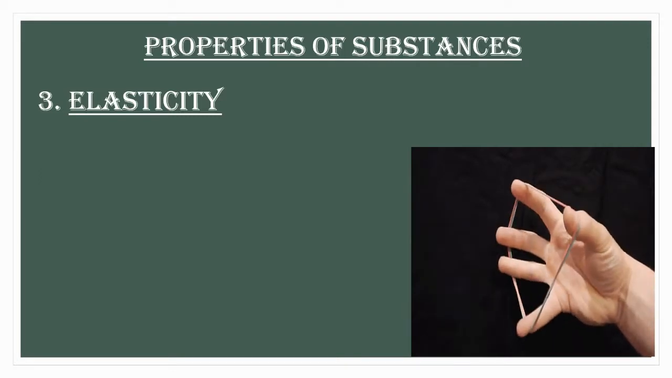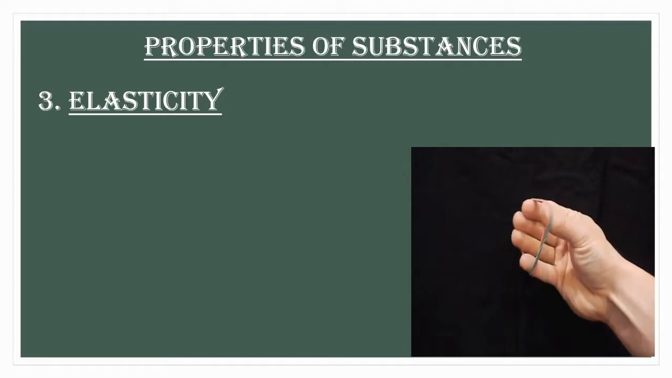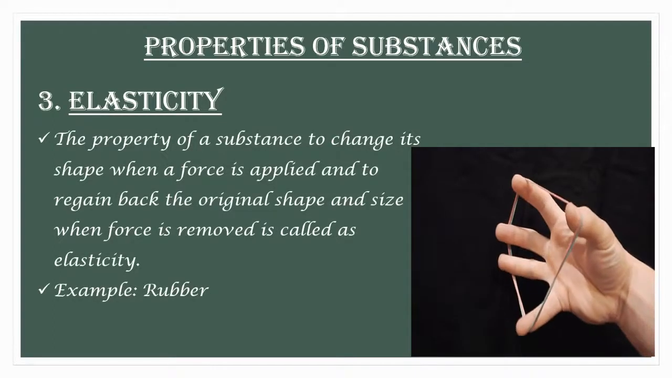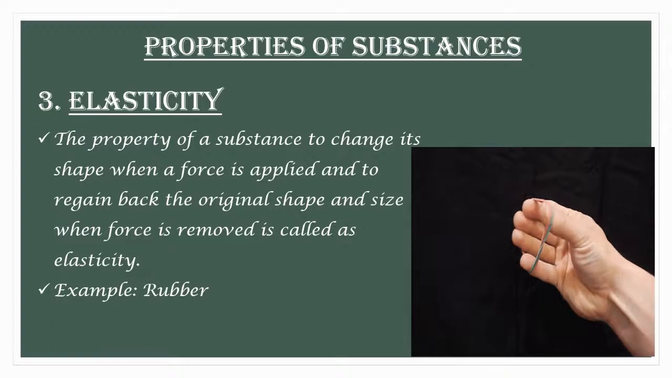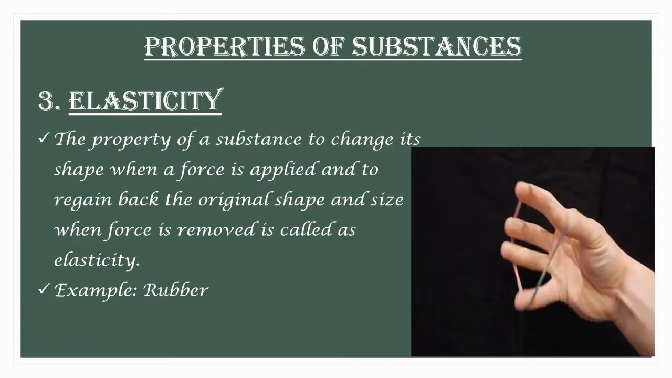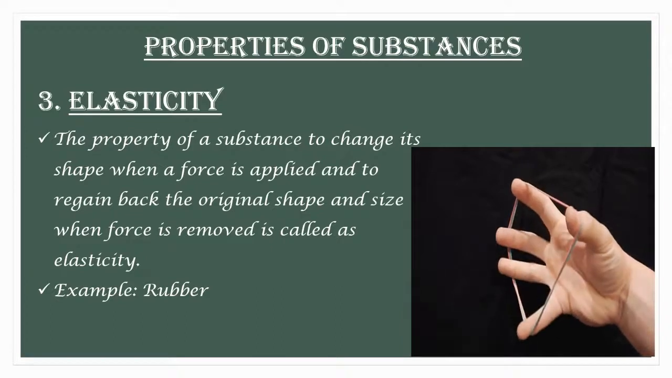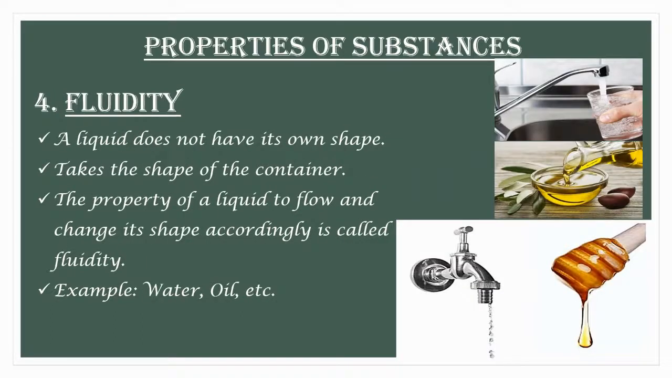So let's see how we can define elasticity. Elasticity can be defined as the property of a substance to change its shape when a force is applied and to regain the original shape and size when the force is removed. An example is rubber. Now students, we know that a liquid does not have its own shape.